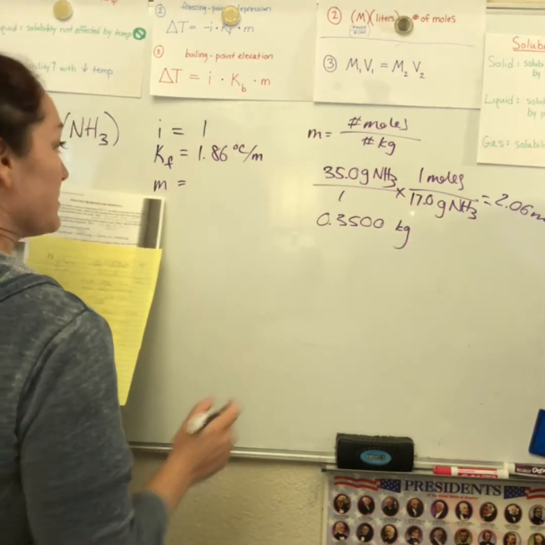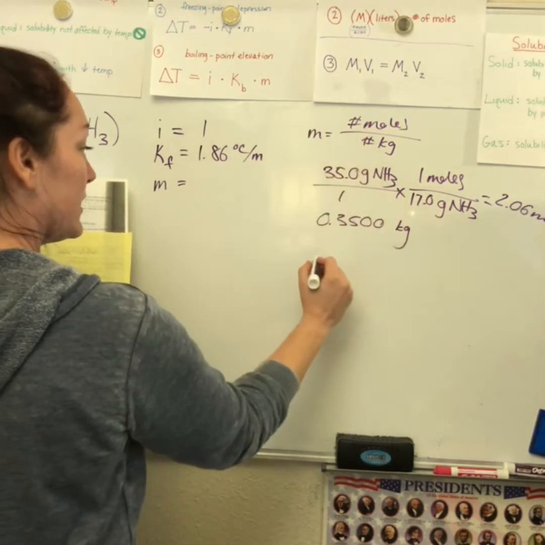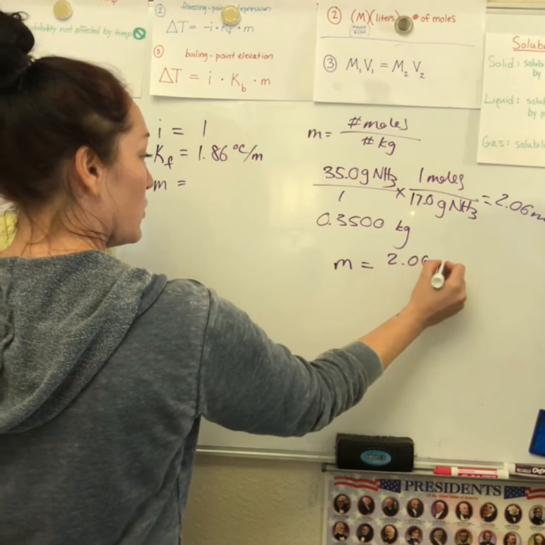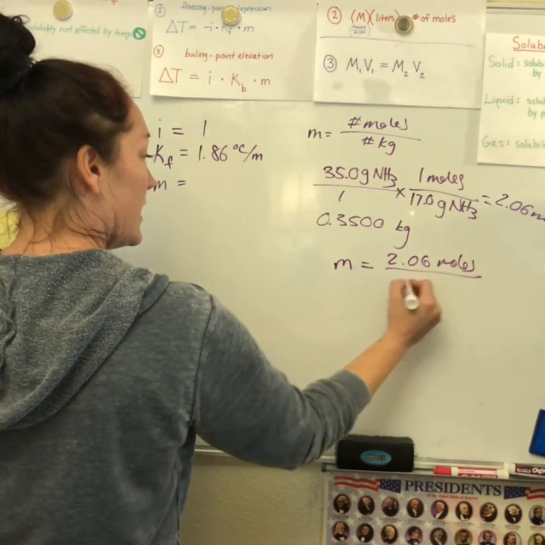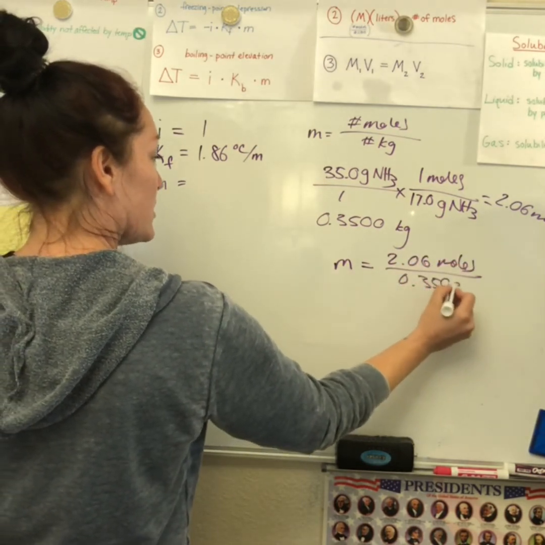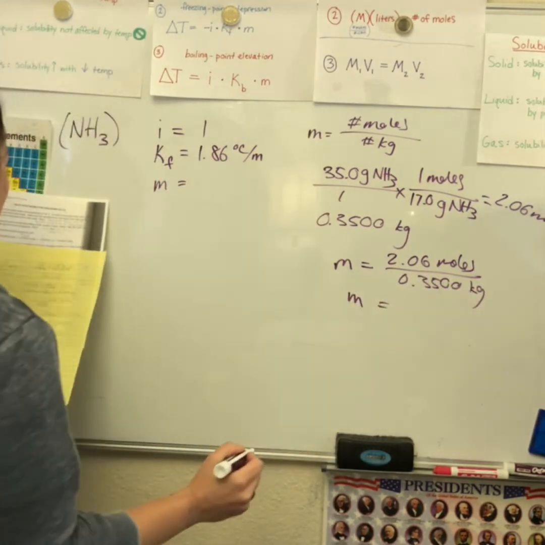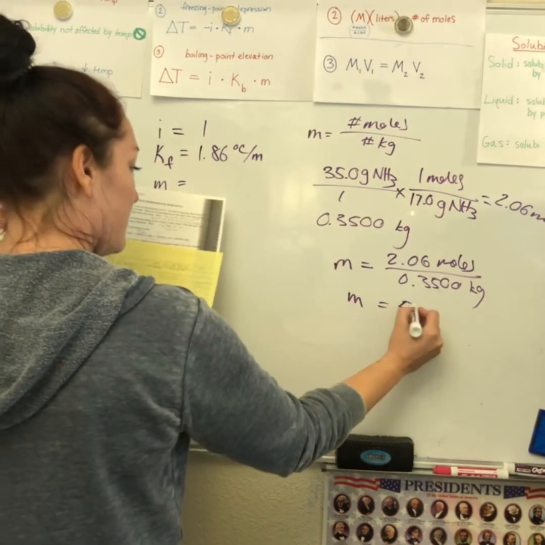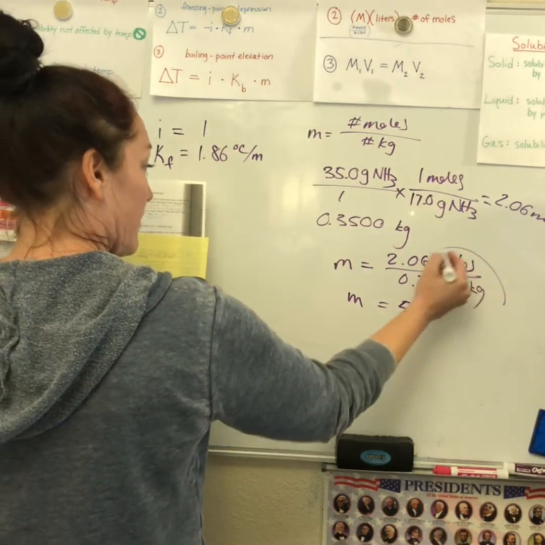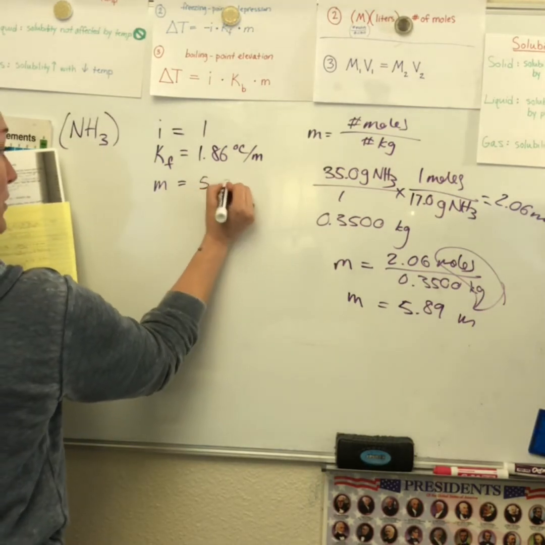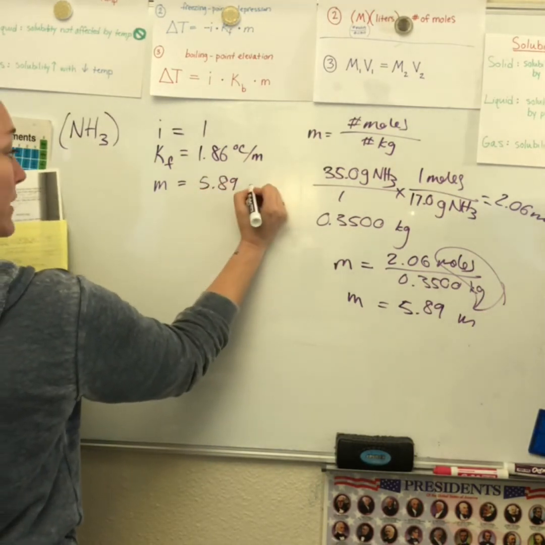0.3500 kilograms. So I'm going to just go ahead and plug these in to find m. I've got 2.06 moles on the top and 0.3500 kilograms on the bottom. So I crunch these in my calculator and I end up with 5.89. And remember, moles over kilograms is little m. So I'm going to plug that in right here, 5.89 m.